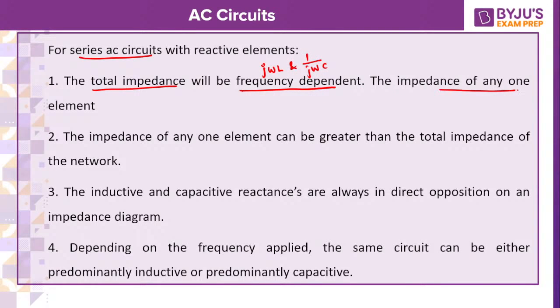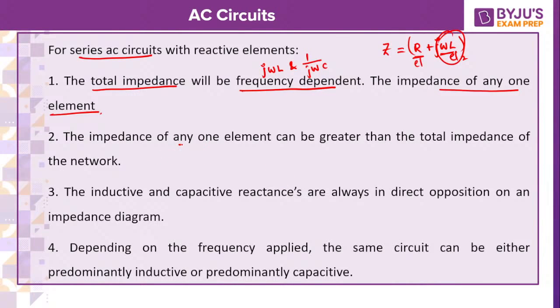The impedance of any one element: Z equals R plus j omega L. Out of the two elements, element 1 and element 2, any one element's capacitive or inductive reactance depends on frequency, not the resistance, right? So one element's ohmic value depends on the frequency.